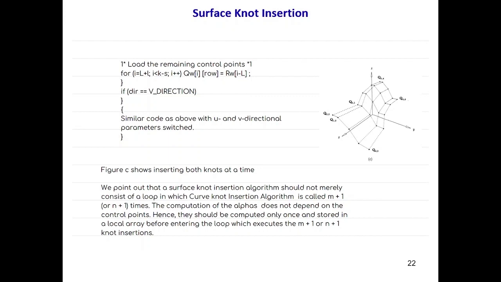Yes, and we load the remaining control points in the QW array row, and we give the direction to it. We point out that the surface knot insertion algorithm should not merely consist of a loop in which the curve knot insertion algorithm is run m+1 or n+1 times. The computation should not only depend on control points, therefore it can be computed only once and stored in an array, which will enter the loop, and before entering the loop it will give m+1 knot insertions.